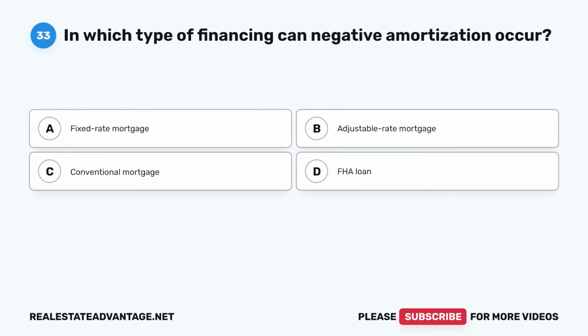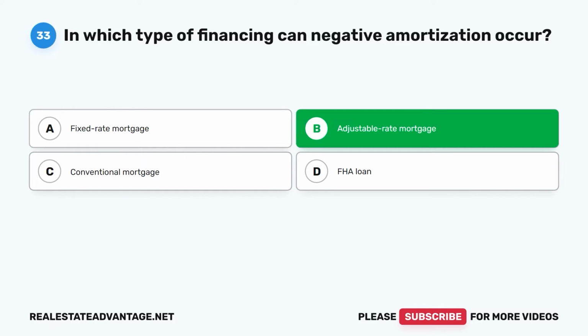$3,654.40. Question 33. In which type of financing can negative amortization occur? A. Fixed rate mortgage. B. Adjustable rate mortgage. C. Conventional mortgage. D. FHA loan. The correct answer is B.